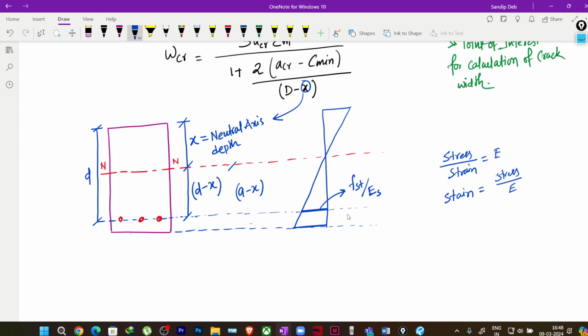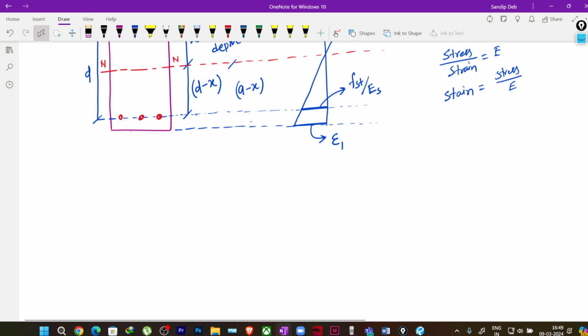If we want to find the strain at this particular face where we are going to find out the crack width, so the strain in the concrete face where we are going to find out the crack width, if we define this in terms of epsilon 1, then it is our job to find out the epsilon 1, because this particular thing we need to find out. Why do we need to find it out?